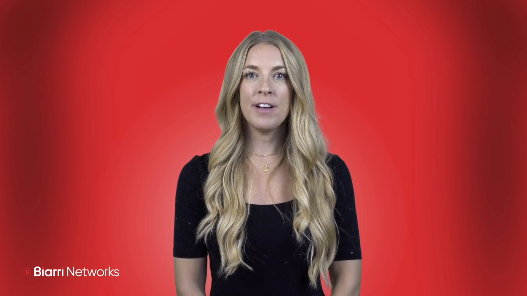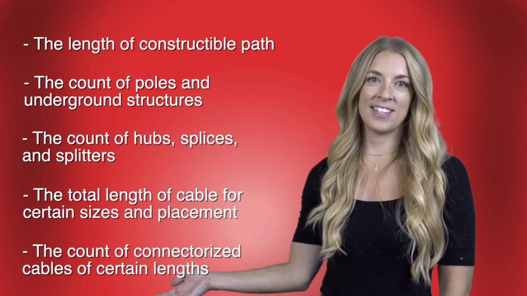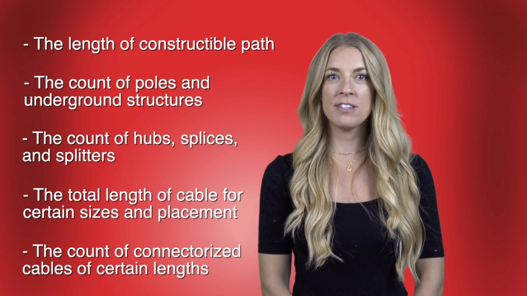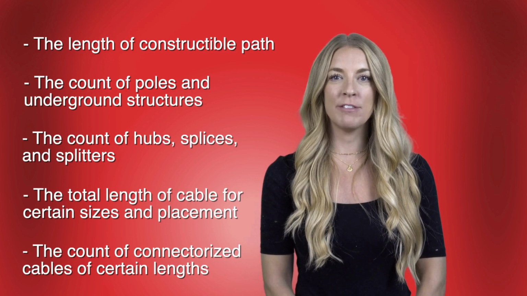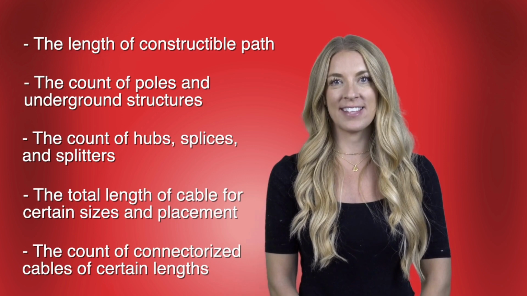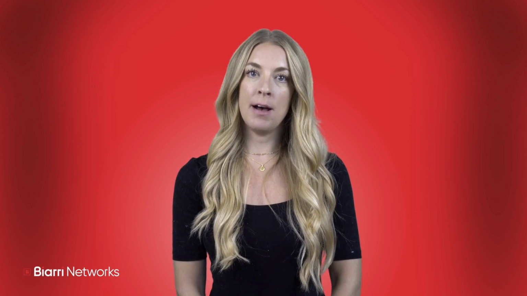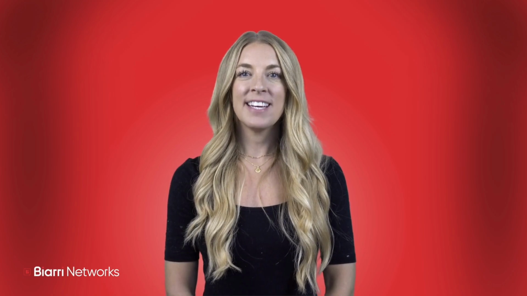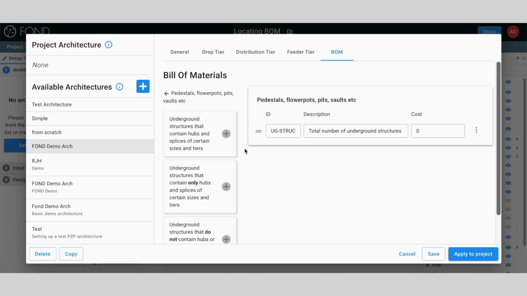In the tool, a default BOM is designed to cover a range of common items, such as the length of constructible path, the count of poles and underground structures, the count of hubs, splices, and splitters, the total length of cable for certain sizes and placement, and the count of connectorized cables of certain lengths. This is provided to act as a starting point with configuring a BOM to align with your architecture and your funding requirements.